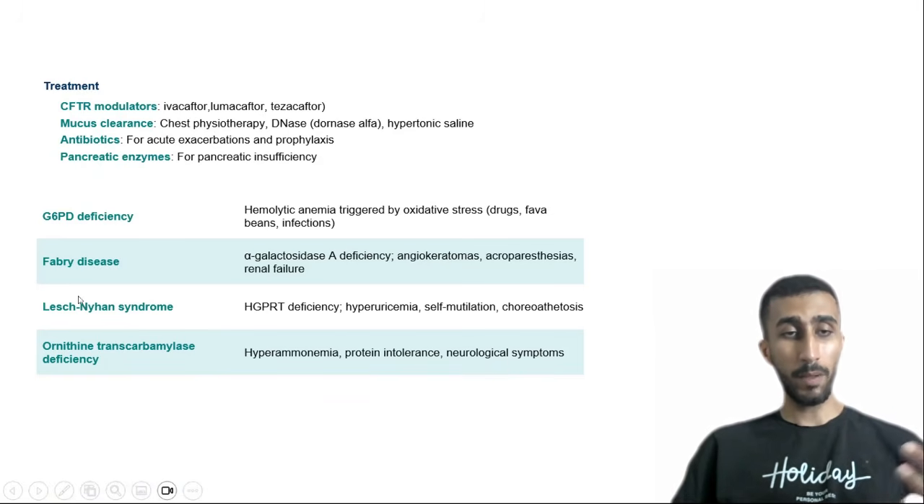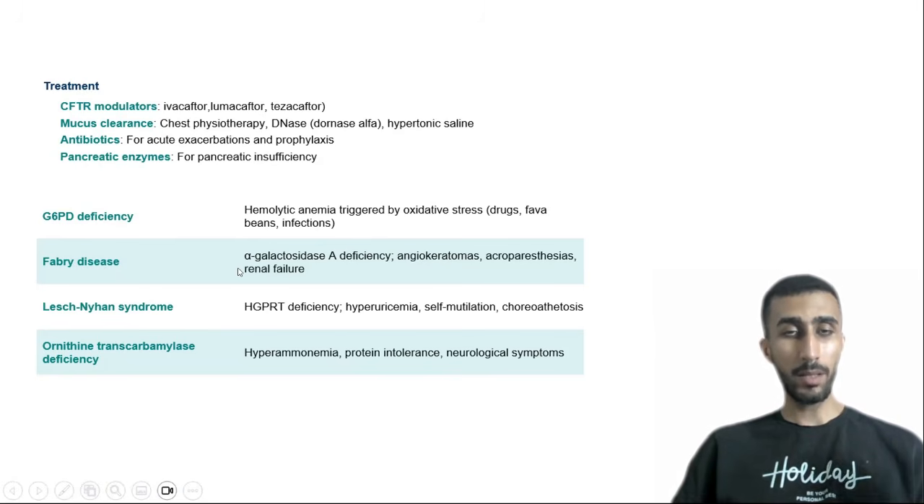Next, we're going to move fast through these diseases because we're going to talk about them in detail later. Glucose-6-phosphate dehydrogenase deficiency: these people will have hemolytic anemia. They are triggered by certain oxidative stress, because the RBCs can't fight this stress due to G6PD enzyme deficiency. Drugs, fava beans, and infections may precipitate acute attacks of G6PD deficiency.